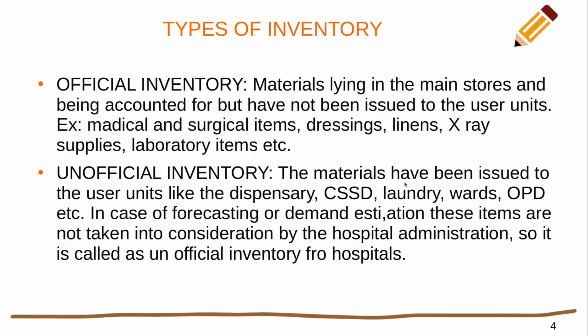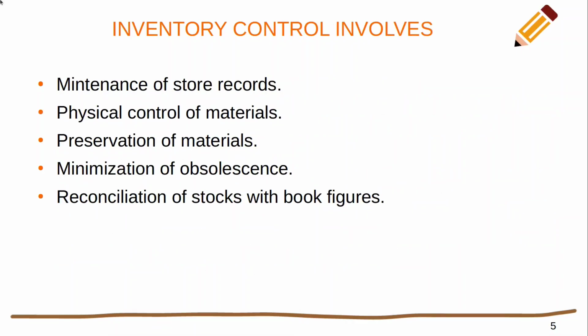Material that has not been issued to any department. This material is not issued. Maybe they have kept it for future forecasting or any sudden demand that comes, to use for that purpose. This inventory is kept aside. That is called unofficial inventory. These are the two types of inventory.